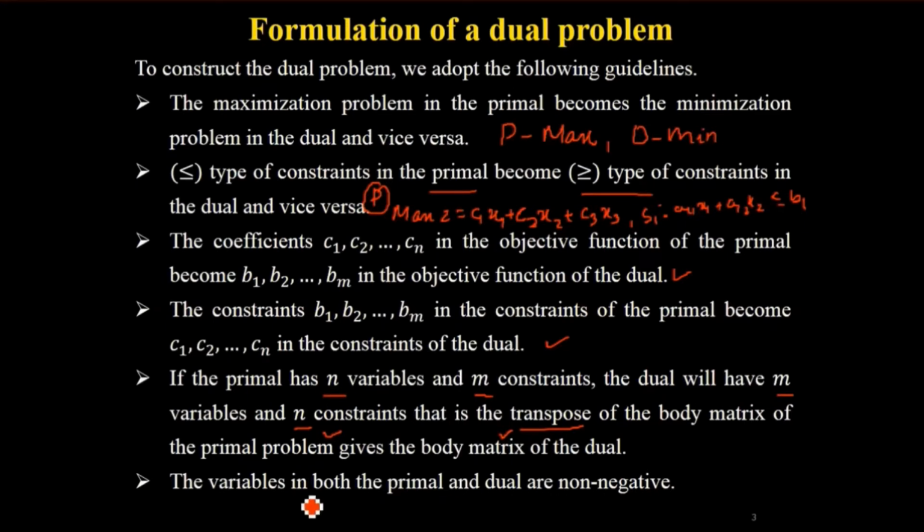The variables in both the primal and dual are non-negative, so the non-negativity condition is satisfied. This last condition will always be there. For both primal and dual, all the variables involved should obey the non-negativity condition, meaning greater than or equal to 0.